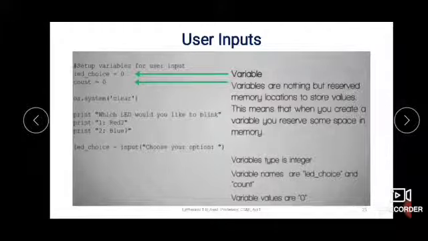So now let us see how you can give user inputs to the command. Here we have taken two variables, LED choice and count, and both are initialized to 0. And now you will call os.system clear for clearing the screen. Then you will print which LED you would like to blink. So we have two LEDs, right? One is red, the other one is blue. So which one would you like to make blink?